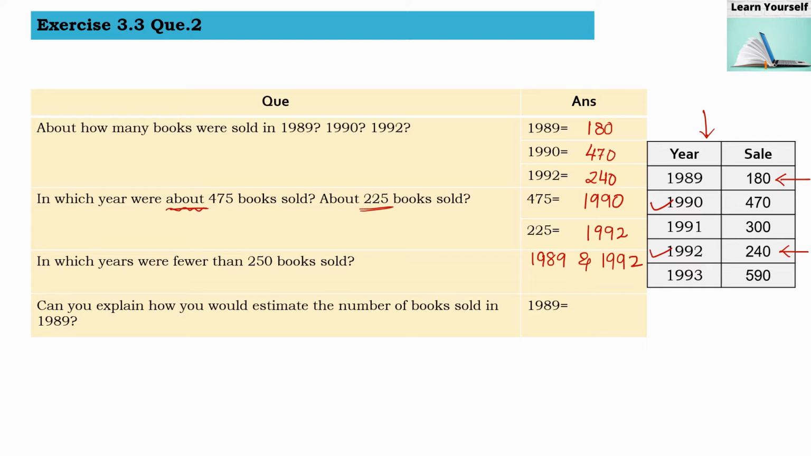The fourth question is, can you explain how you would estimate the number of books sold in 1989? So in 1989, the sale was 180. And how have we estimated this value? It was a little fewer than the 200 books sold mark. So we have taken the reading here as 180.